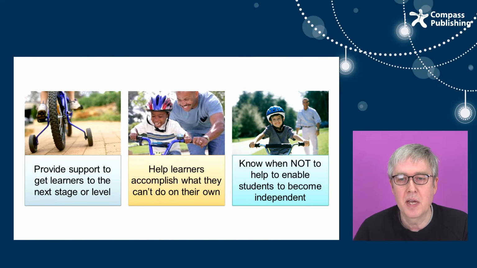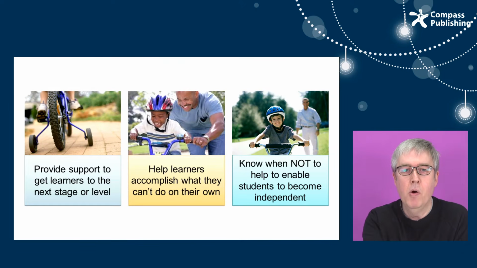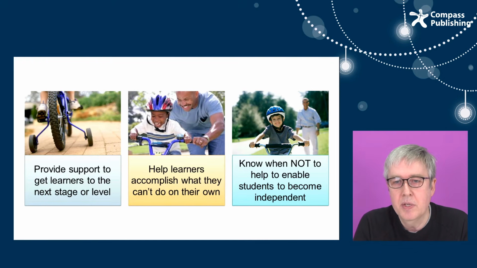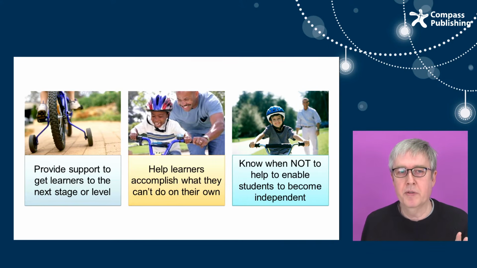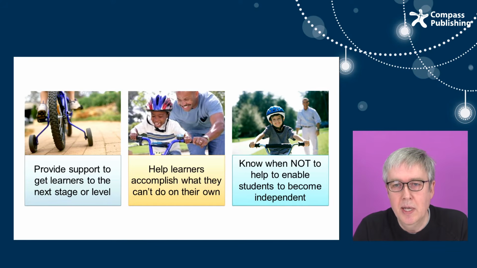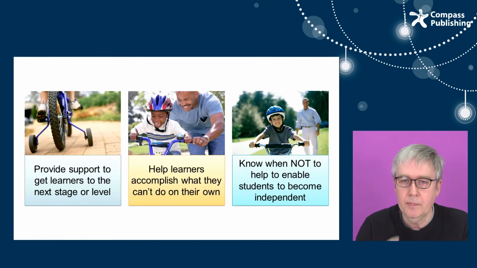Then the next stage is they withdraw the support. They take away the support. They know when not to help. The reason is they can't always be there. They can't follow their child around on their bike all the time and make sure they don't fall off. So they need to know the right time, when the student is mastering the skill, to withdraw the support and let them become independent. So this is the really important lesson about scaffolding. Support, let them accomplish what they can't do on their own, let them build confidence, and then withdraw the support.